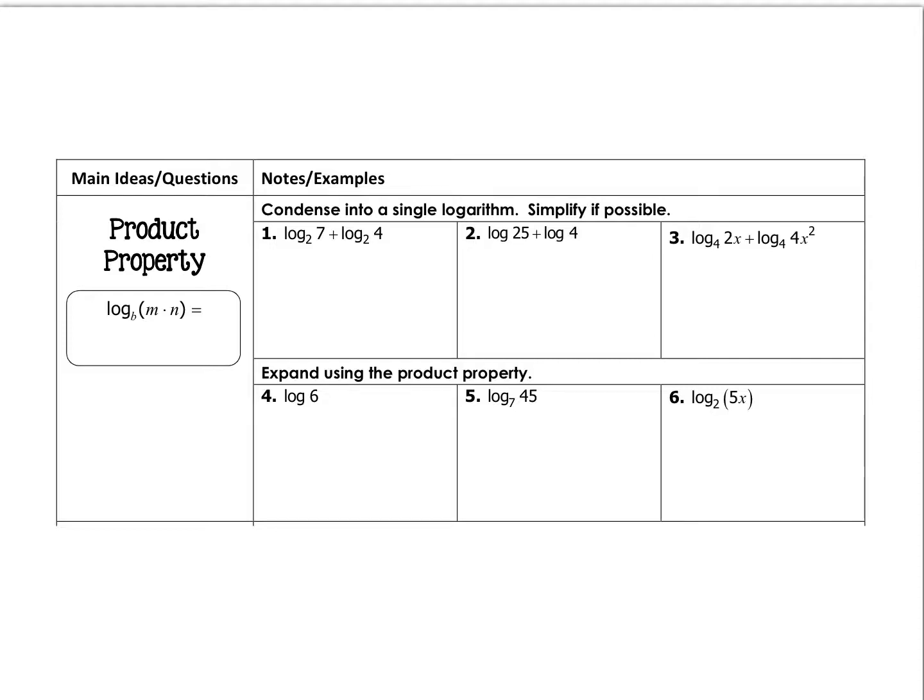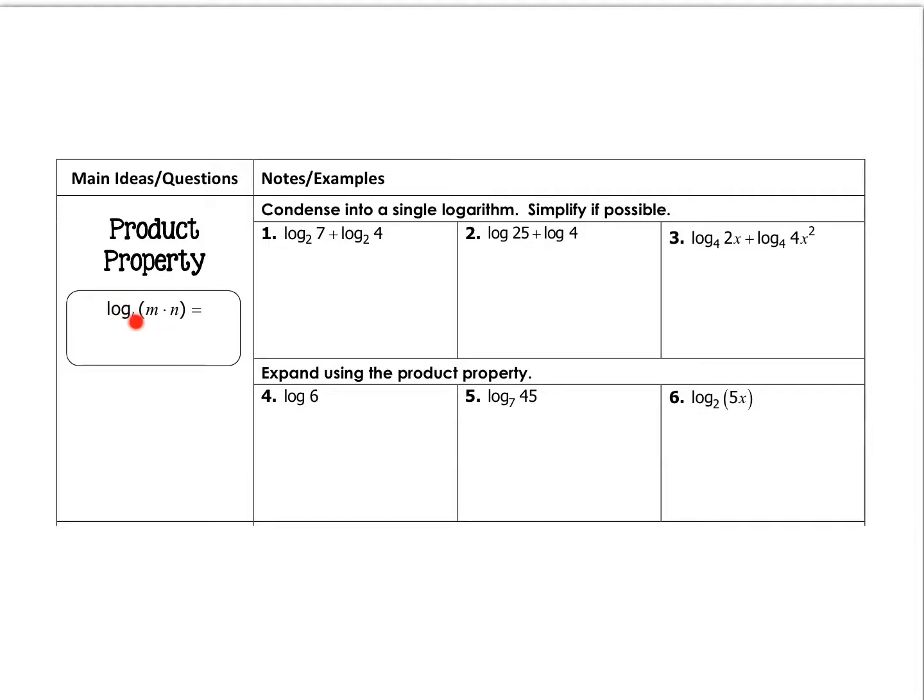There are 3 properties that we're going to focus on: the product property, the quotient property, and the power property. These are all terms we've heard before. We've used the product property, the quotient property, and the power property when we've dealt with exponents, and that's what we're dealing with today. All right, so let's talk about what the product property actually says.